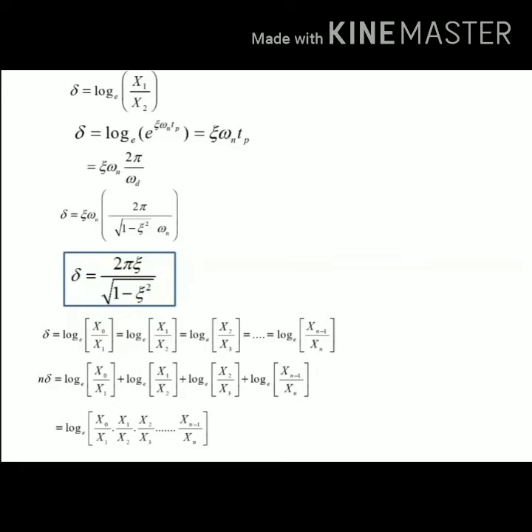So we can write nδ is equal to log to the base e (x0/x1) × (x1/x2) × (x2/x3) ... (x(n-1)/xn). So all these intermediate terms get cancelled: x1, x1, x2, x2. Then we get nδ is equal to log to the base e (x0/xn). So we can write δ is equal to (1/n) log to the base e (x0/xn), where x0 is the initial amplitude and xn is the amplitude after n cycles, and here n is the number of cycles.